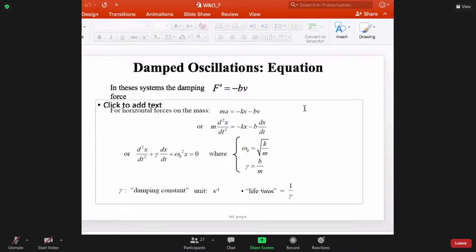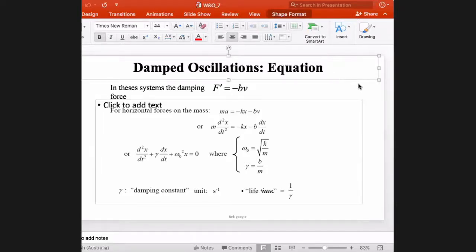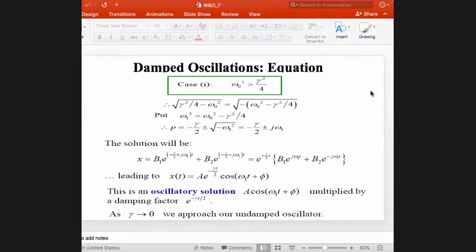I already covered the equation of damped harmonic oscillation, and then I already discussed the conditions of damped harmonic oscillations, and discussed more about case one. I have already covered the full things about case one, so I will start from case two in today's class.